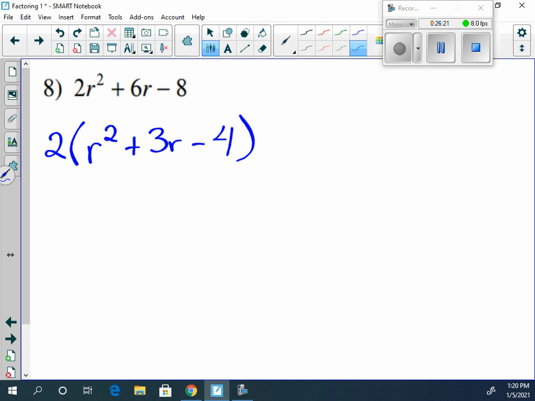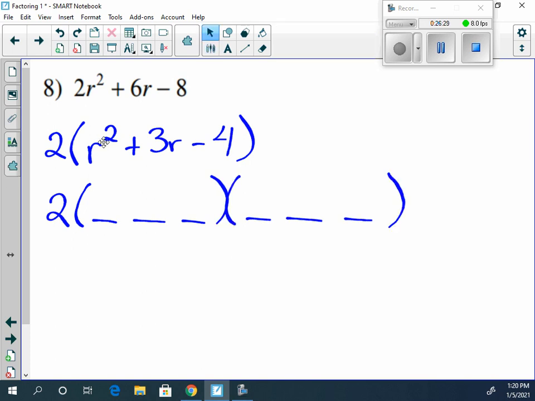So now that we have it here, we can do 2 sets of parentheses. Now again, this is assuming that it does factor. So we look at this here. So if it factors, we do 2 sets of parentheses. So that's step number 2.